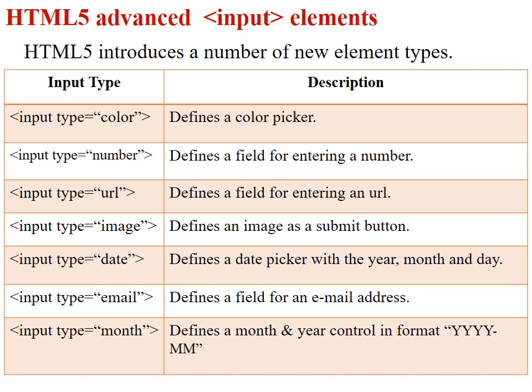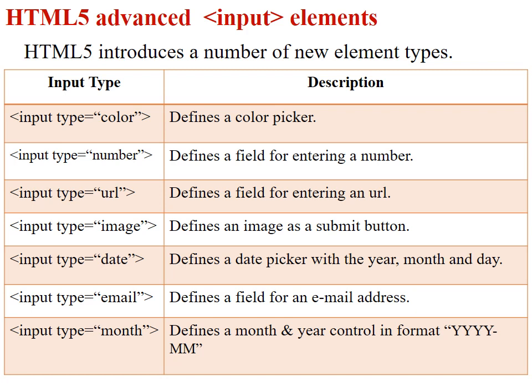Then the third control, input type equal to URL, defines a field for entering a URL. The user is able to enter a URL into an input field. Fourth control, input type equal to image, defines an image as a submit button. Here the user is entering one image on a web page, but this image acts as a submit button. Then input type equal to date defines a date picker with year, month and day format.